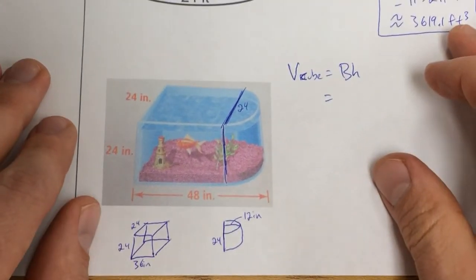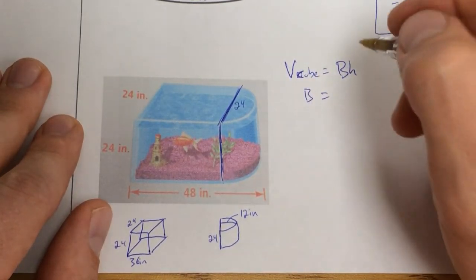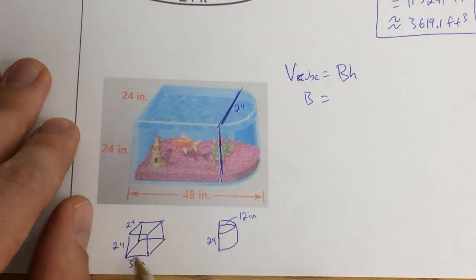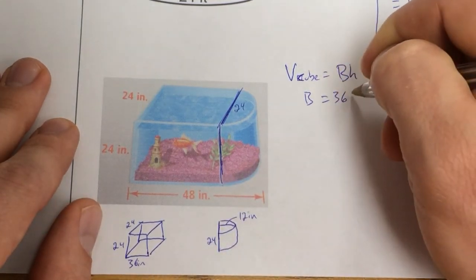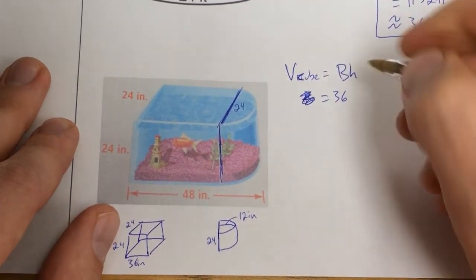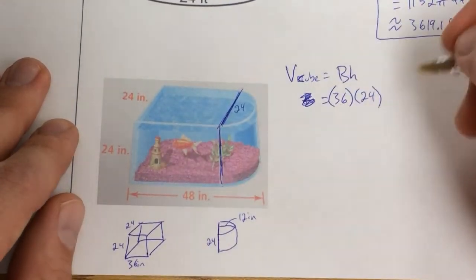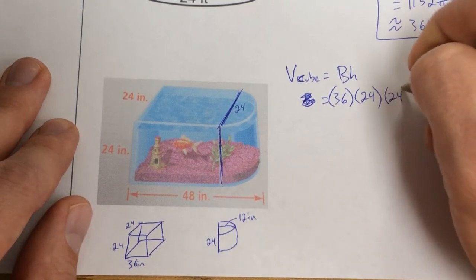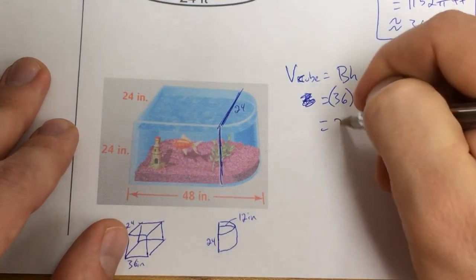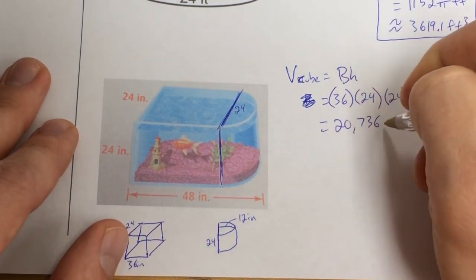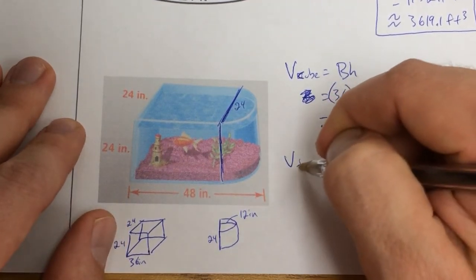All right, here we go. So area of the base is going to be 36 times 24. Actually, I'm not going to do that. I'm just going to go straight for the volume. 36 times 24. And then the height of the whole entire thing was also 24. 36 times 24 times 24 is going to give me 20,736 inches cubed. All right, now we're going to find the volume of half of a cylinder.